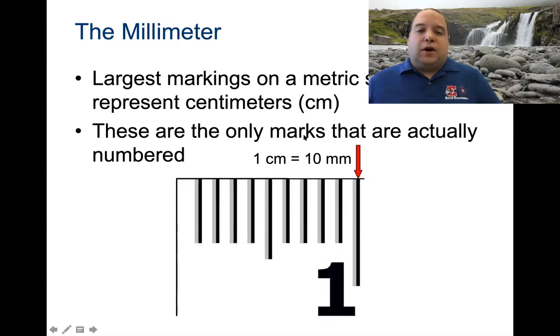The largest markings on the metric scale represent centimeters. That is this large bold 1 that we're currently looking at. These are the only marks that are actually numbered. So on your ruler, you're going to have 1 probably up to 30. Those are the only numbers that appear. They don't put numbers down here for the millimeters. They only do that for centimeters on your standard scale.